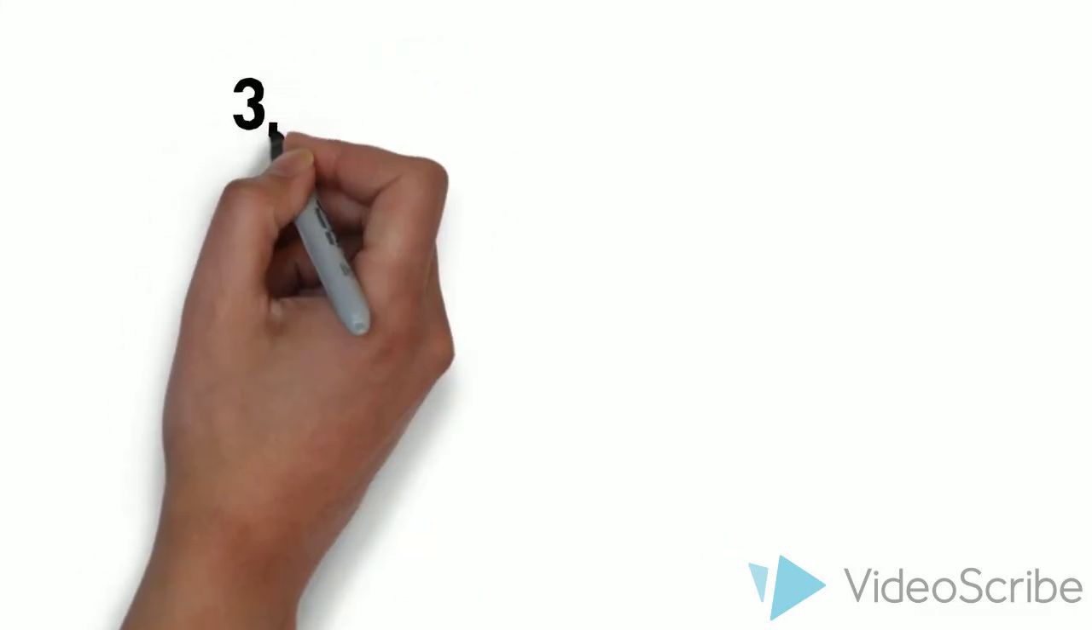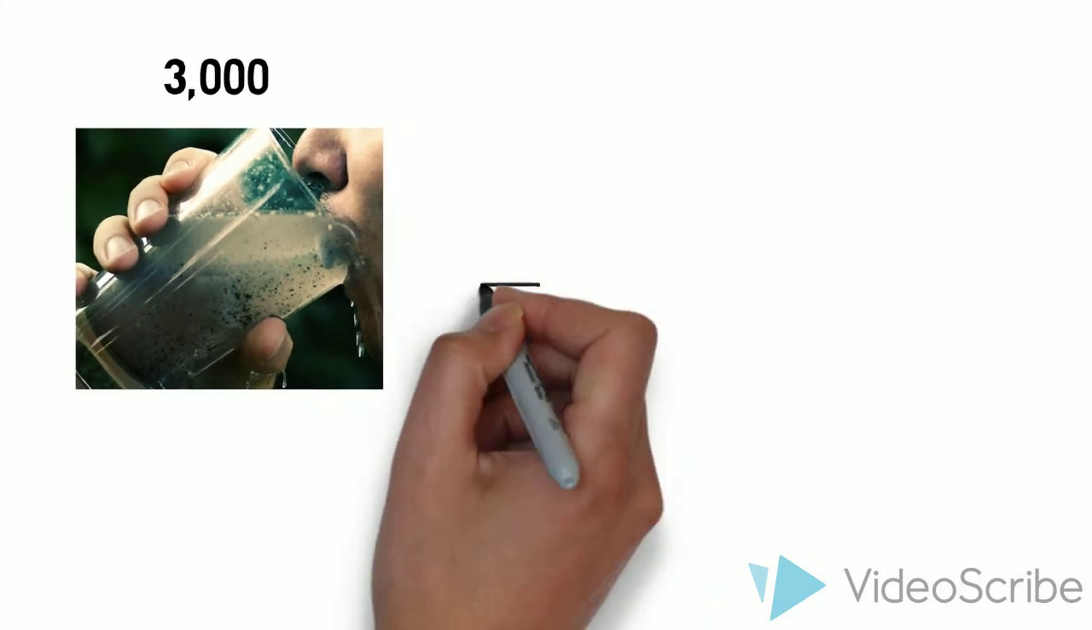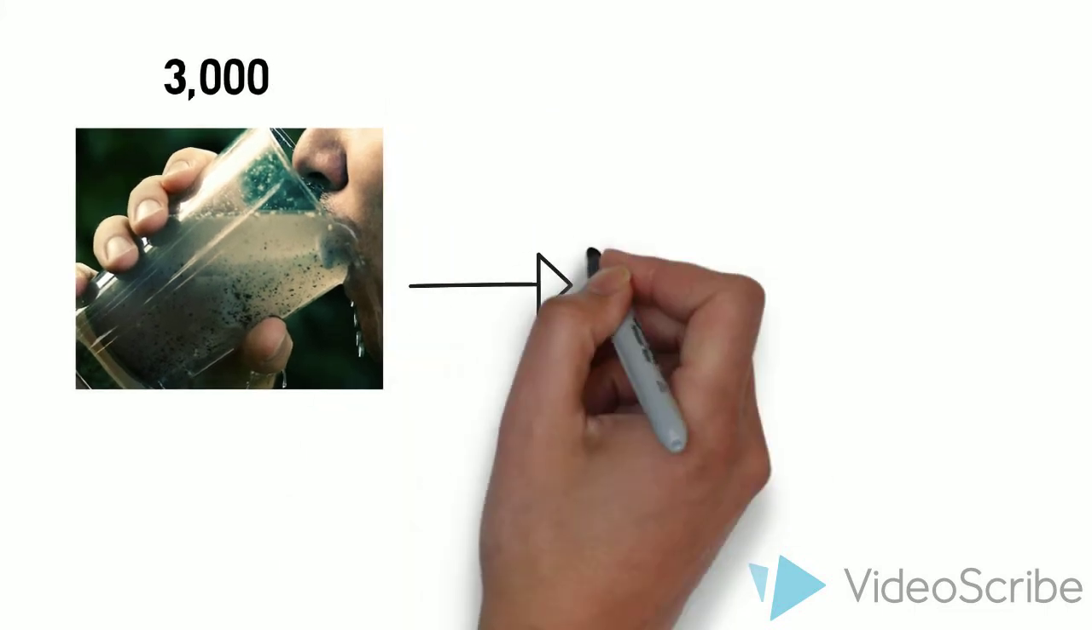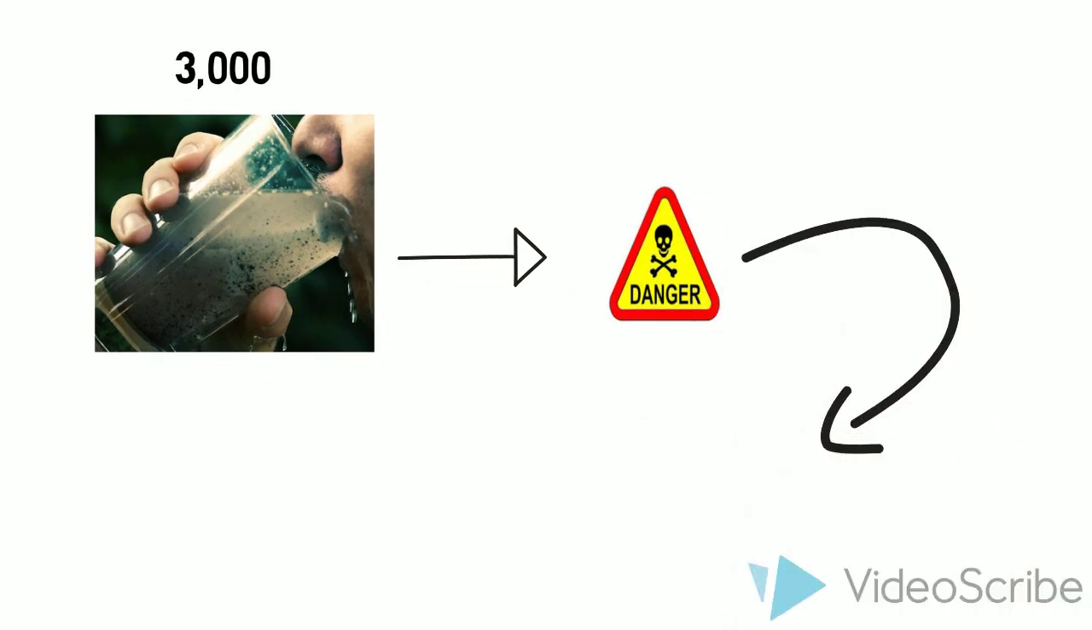According to UNICEF, more than 3,000 children die every day all over the world due to consumption of contaminated drinking water. Chemicals that are dumped into the water by companies and regular people can be very dangerous and harmful towards us and can even cause cancer.